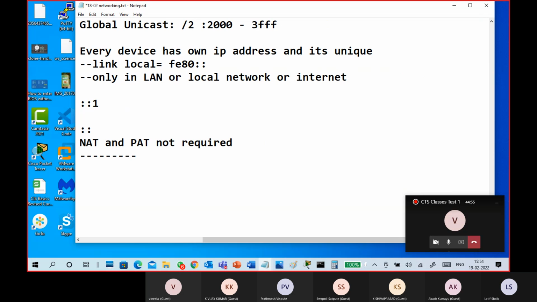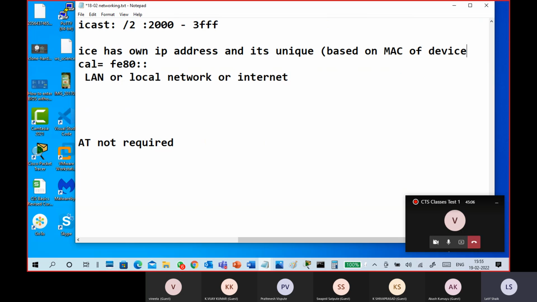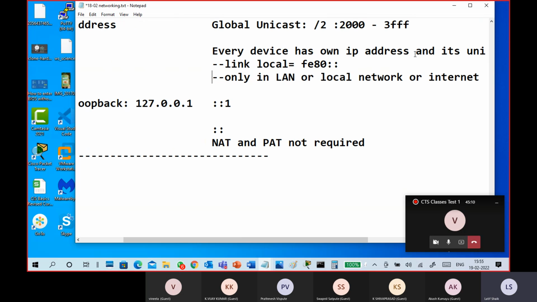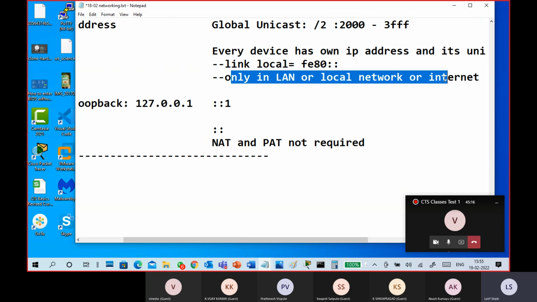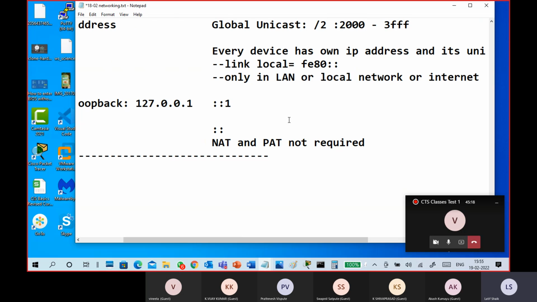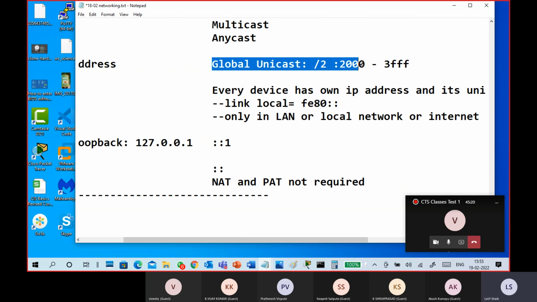Unique. Okay, so it is based on the MAC of the device. So it depends upon the MAC address, you will get this one. So the starting is FE80, the link local IP address. So it works only within the local network. But for global communication, you should use multicast.